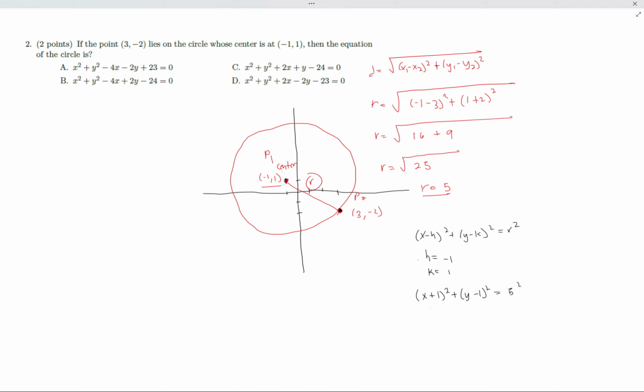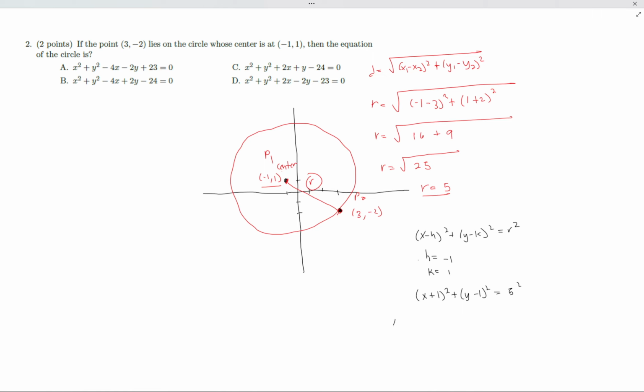Now, since these choices right here are given in general form, we have to transform the standard form into the expanded notation. In this case, we're referring to the general form again. So I'm just going to use the FOIL method, or the binomial expansion, for each of the binomials here.